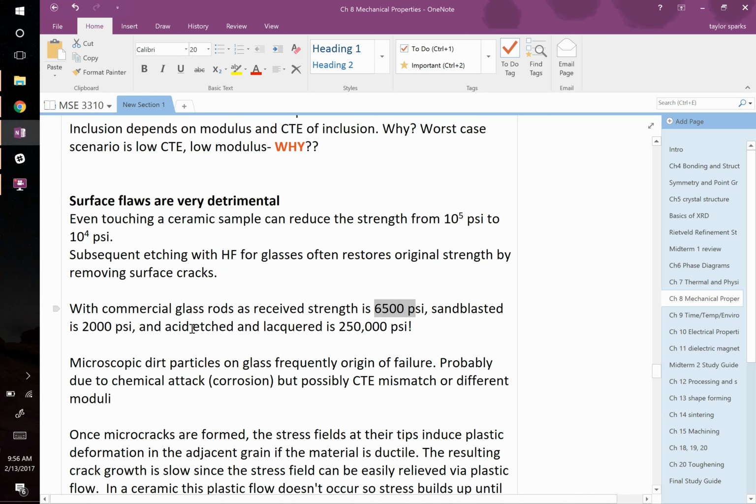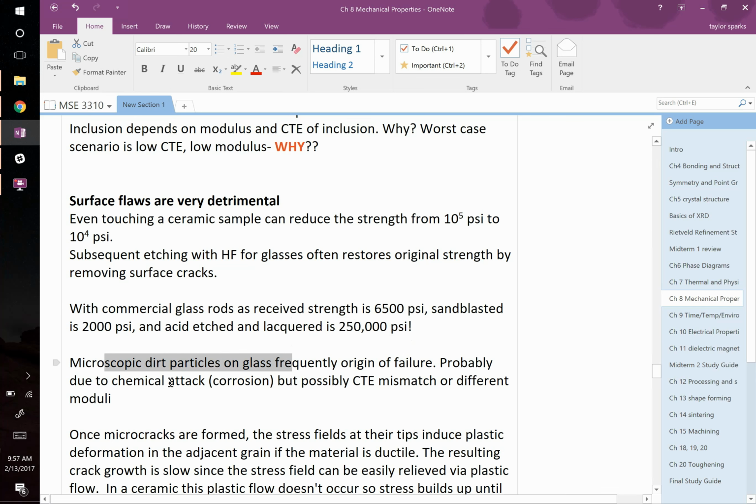And when they acid etched it and lacquered it, lacquering is just filling in any cracks on the surface, and acid etching is getting rid of those cracks in the first place, it jumps up by more than an order of magnitude, right? Almost 2 orders of magnitude. So controlling the surface of your ceramics is enormously important for your strength. Like, this blows me away that it made it that much stronger. Just really remarkable, okay? You get microscopic dirt particles on glass really frequently, and if you look at where it breaks, when you break these things, well, I think we're getting to that later, you can see these things right at the surface that caused the failure.